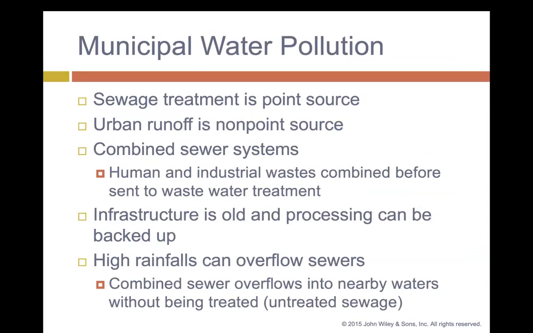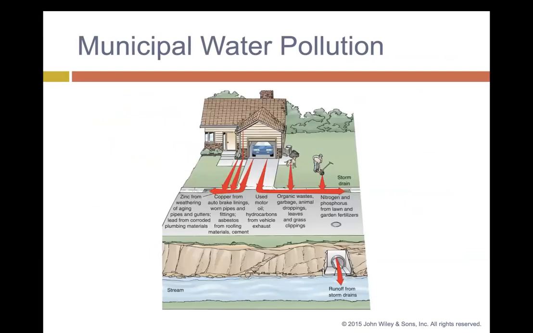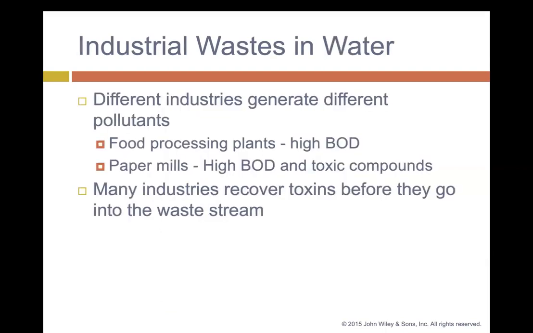Municipal water pollution: sewage treatment is a point source, urban runoff is a non-point source, and combined sewer systems are when we have human and industrial wastes combined before they're sent to the wastewater treatment. Infrastructure is old, and processing in this water treatment can be backed up, and high rainfalls can also overflow the sewage as well. So here we have the municipal water pollution showing how sewage, which will be taken to a water treatment center, can also have extra runoff, which will go directly into streams and waters.